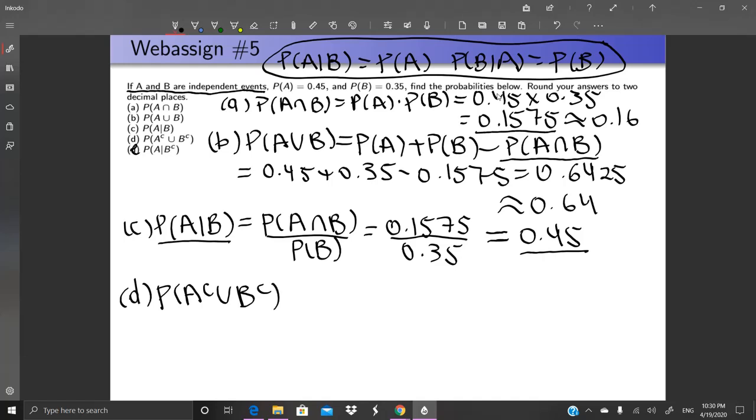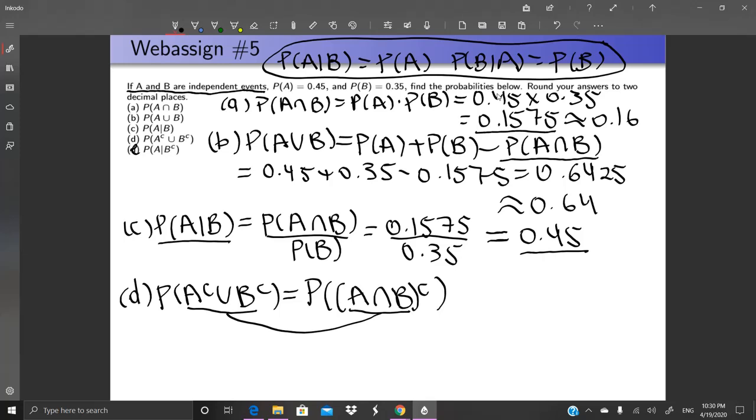So a few ways you can do this, but the way that I do this is I remember De Morgan's laws. So I remember that A complement union B complement is the same thing as (A intersect B) complement. So meaning this, I want to find the probability of A intersect B complement, because I know that this set right here is equal to this set over here by De Morgan's laws.